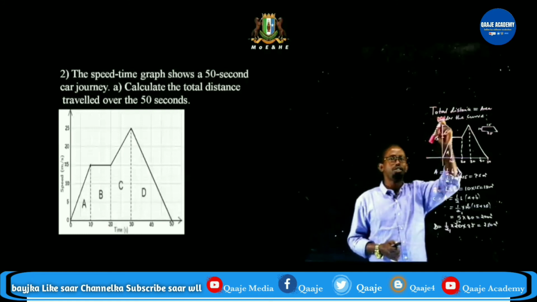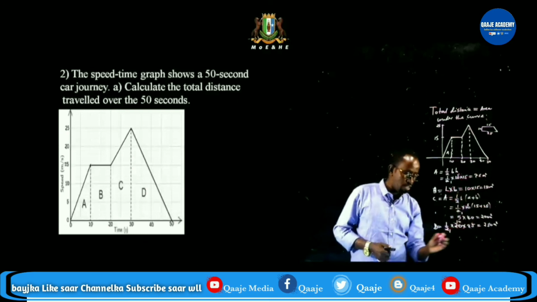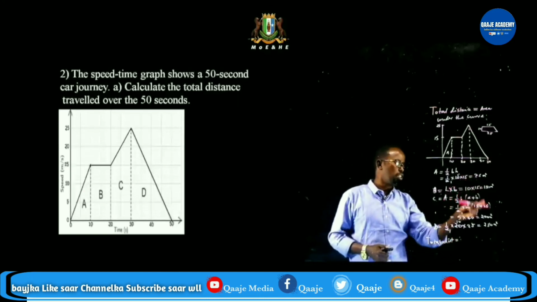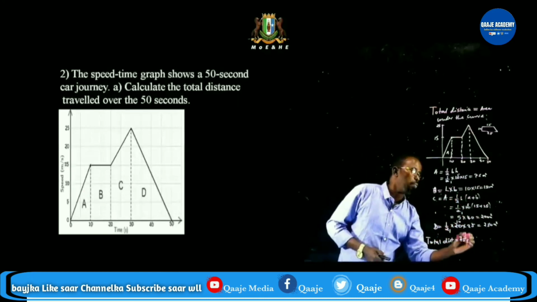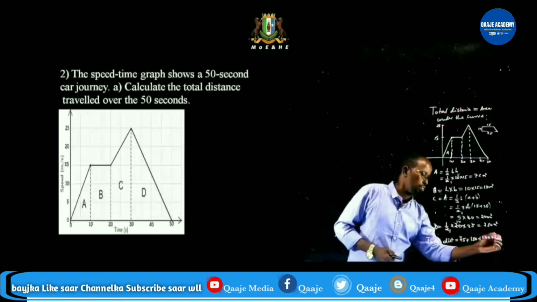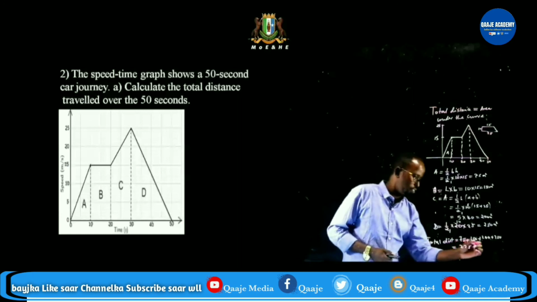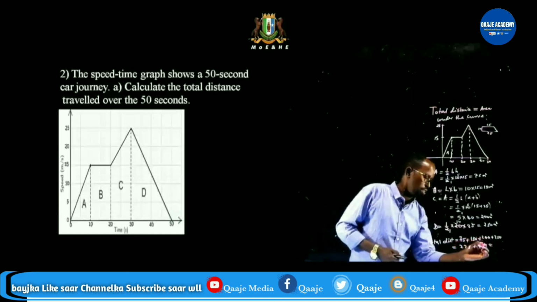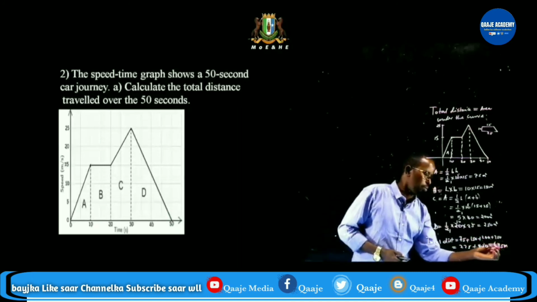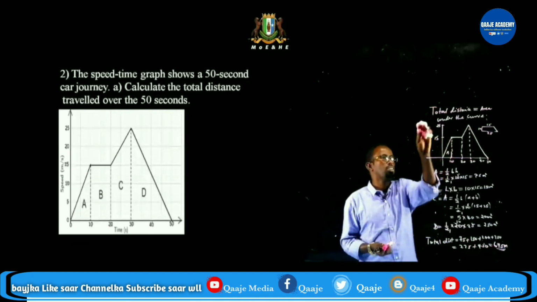So we are told to find the total distance. We said the total distance is equal to area under the curve, so we add all this. So total distance will be equal to the summation of all this, so that will be 75 plus 150 plus 200 and then plus 250. So this is 225 plus 450, you get 675 meters. So that is the distance, the total distance covered.